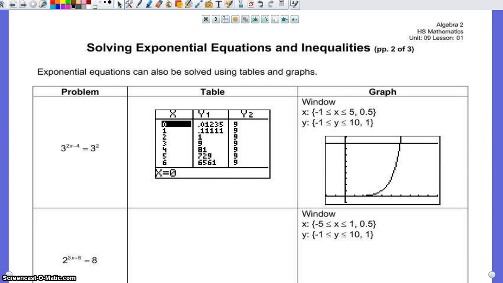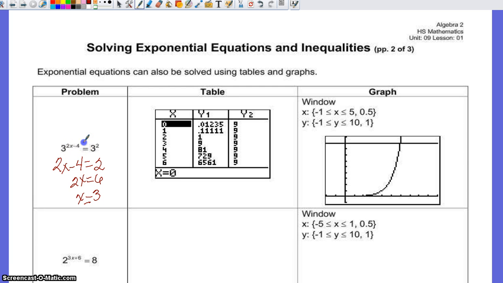Okay, now let's look at the second page. So we're going to look at how exponential equations can also be solved using tables and graphs. So looking at the first problem, I know that I can work this by hand, correct? So I know that I can work this problem and that I can set my exponents equal to each other, and I would get 2x minus 4 equals 2, which will give me 2x equals 6, which will give me x equals 3.